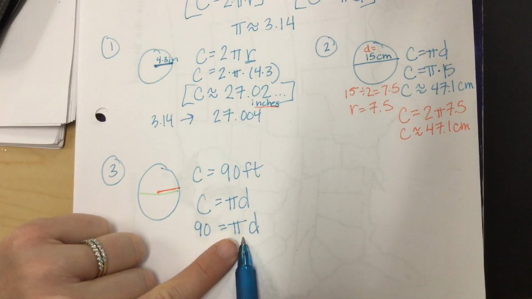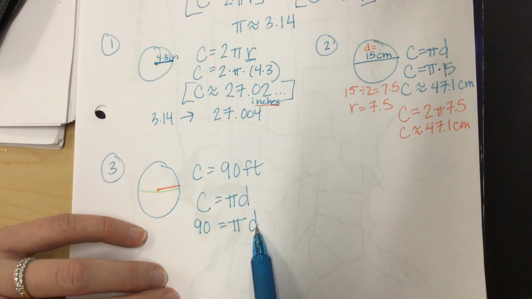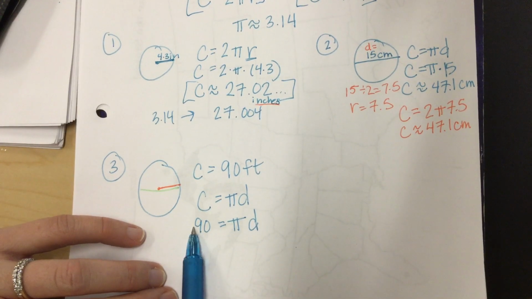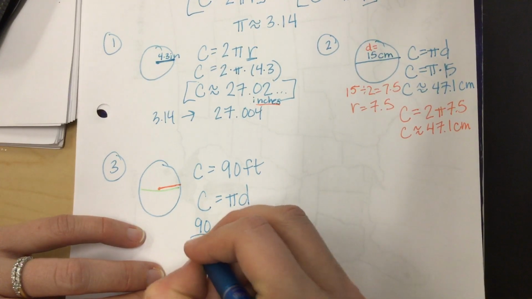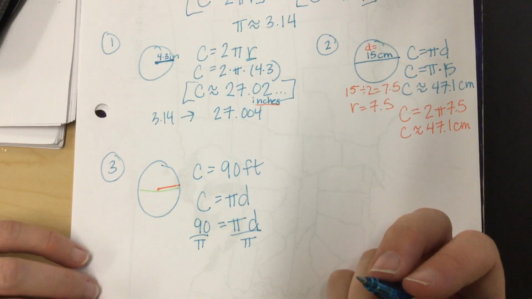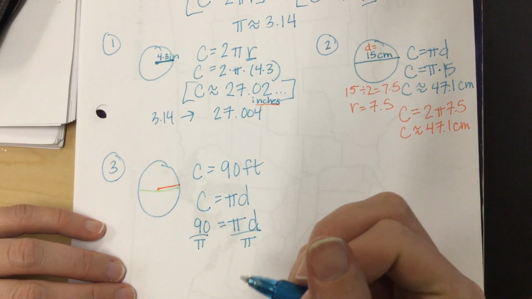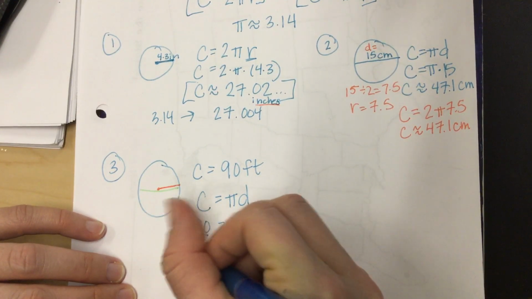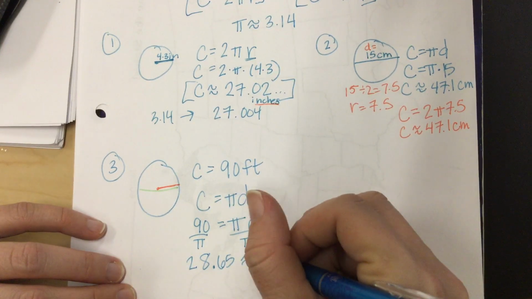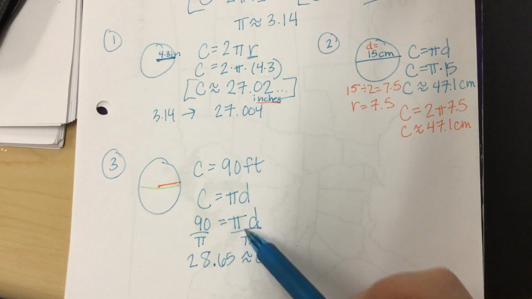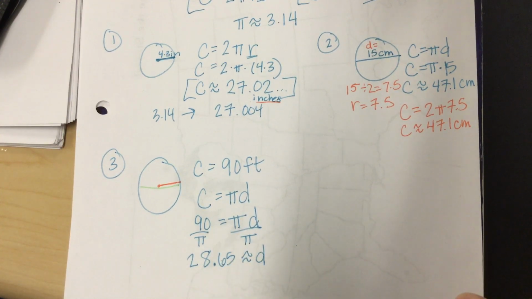So I know that pi is equal to about 3.14. So I have to figure out now, okay, what number times pi is going to give me 90? Well, to do that, I can simply divide both sides by pi, doing the inverse operation. When I take 90 and divide it by pi, I get approximately 28.65, and that is equal to the diameter. So that's telling me that this number times pi equals 90.